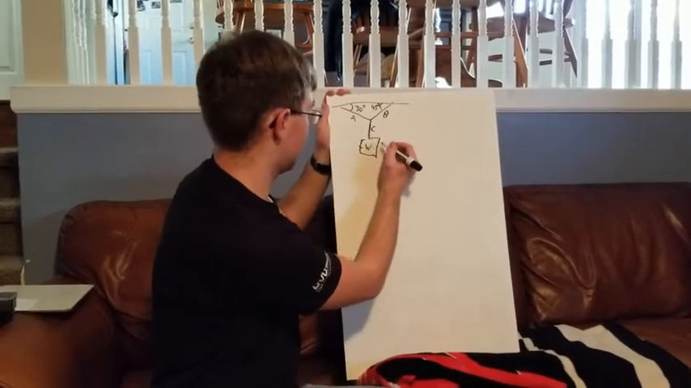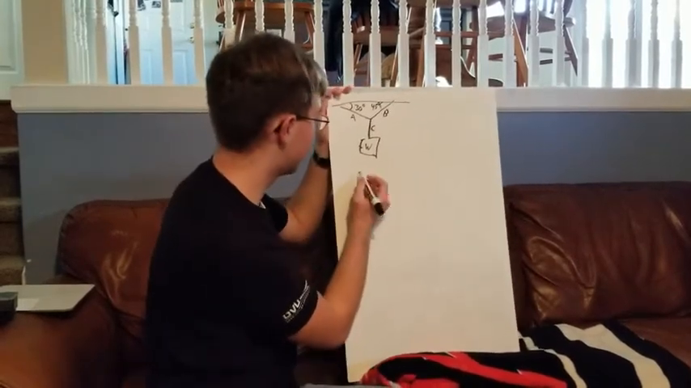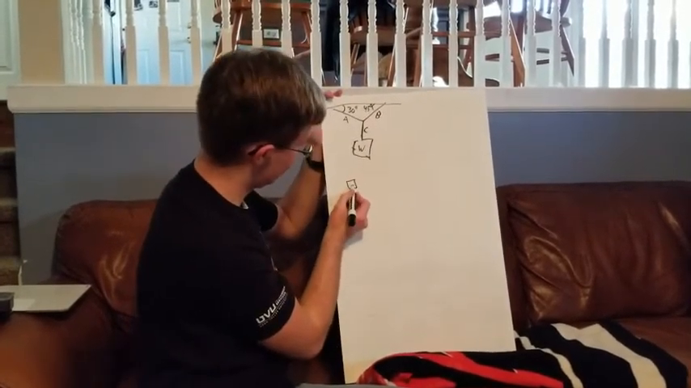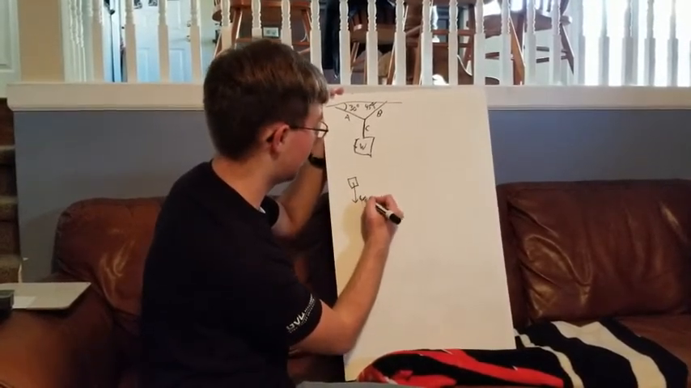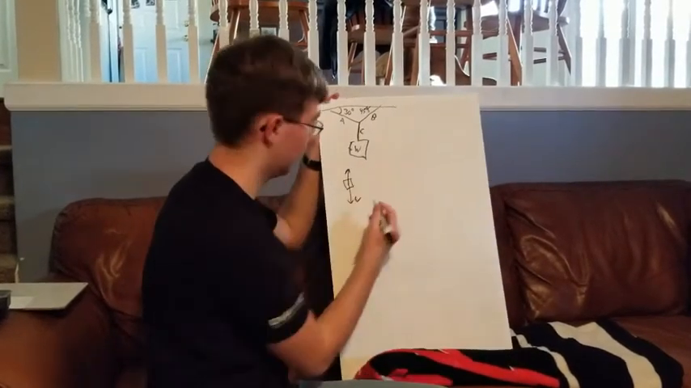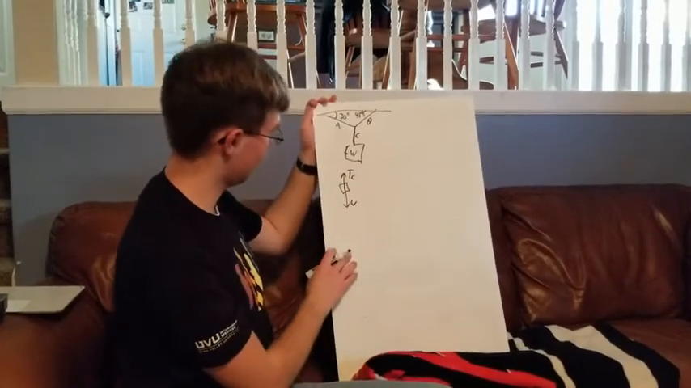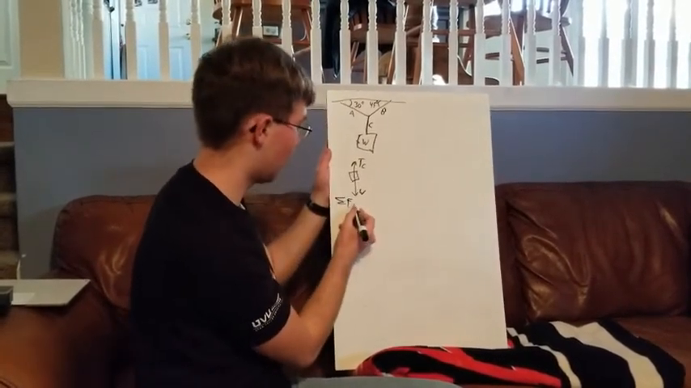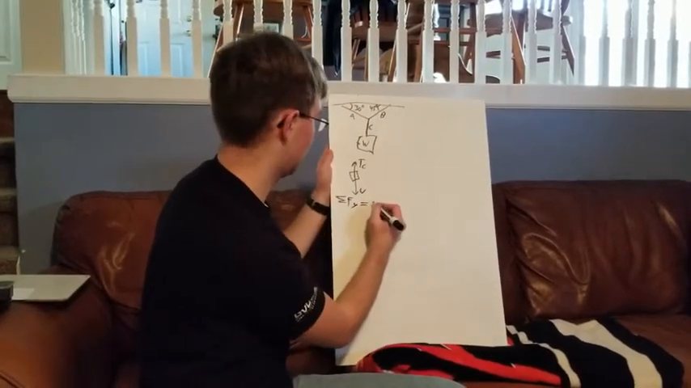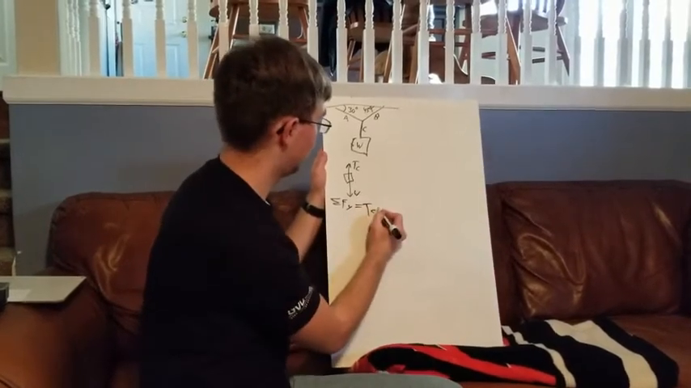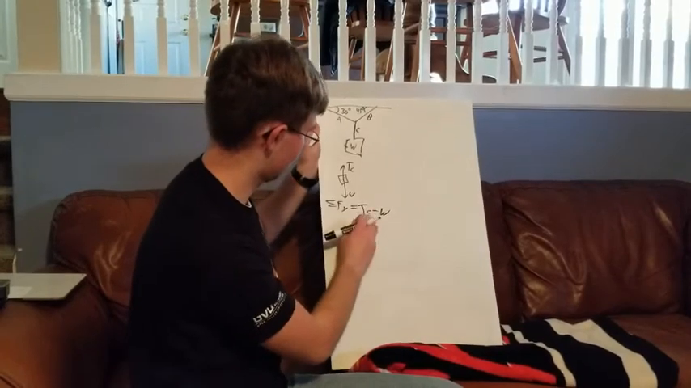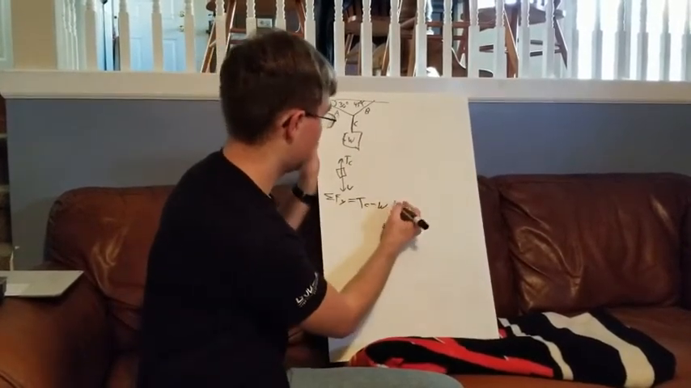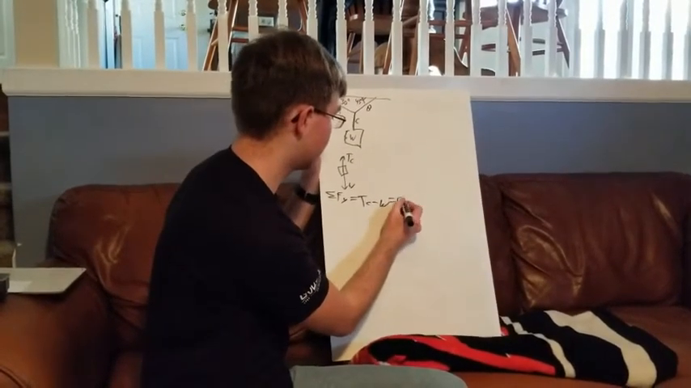Well actually, first I'm going to draw a free body diagram of this system right here. So this is my object with a force downward of W and force upward of tension C. And so the sum of forces in the y direction equals tension C minus W. And the object is not accelerating, so that equals 0.